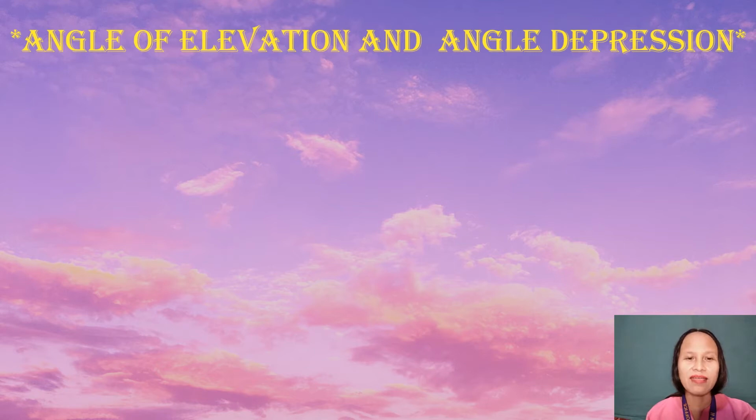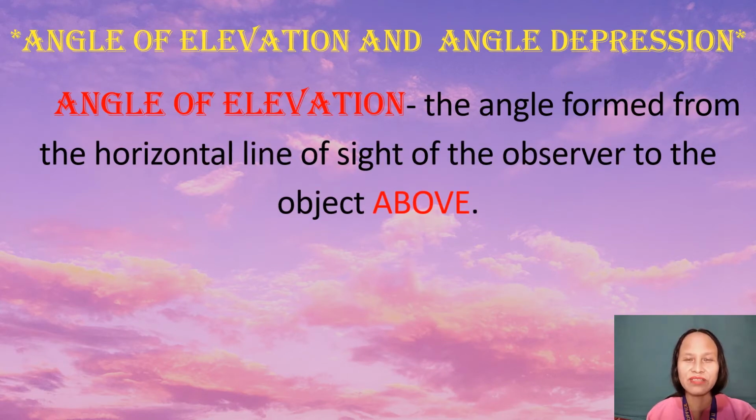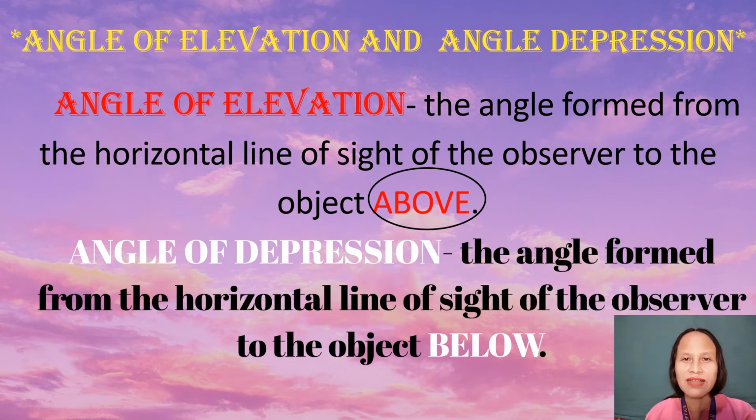And how are angle of elevation and angle of depression illustrated? An angle of elevation is an angle formed from the horizontal line of sight of the observer to the object above. For angle of elevation, your clue word is the word above. For angle of depression, this is the angle formed from the horizontal line of sight of the observer to the object below. For angle of depression, your clue word is below.